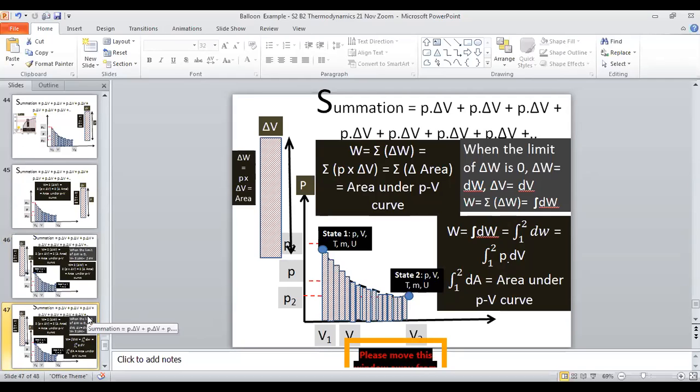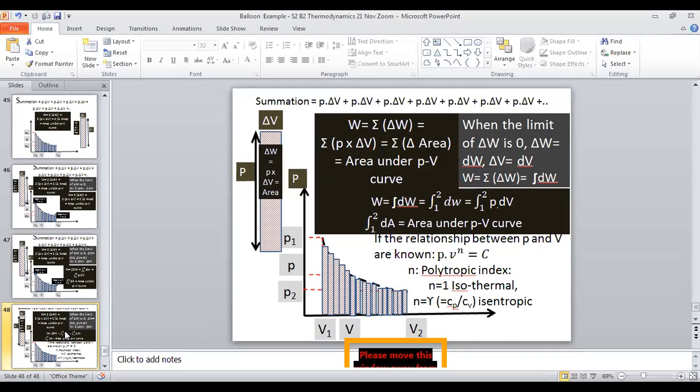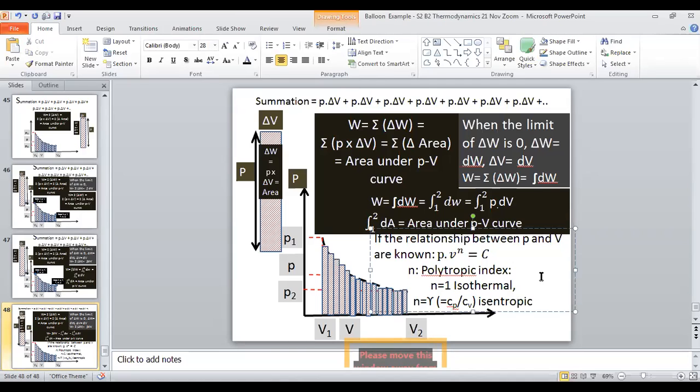So for polytropics, n is the polytropic index. So n equals Cp by Cv is for isentropic process. n equals 1 for isothermal process. So C is the polytropic constant.